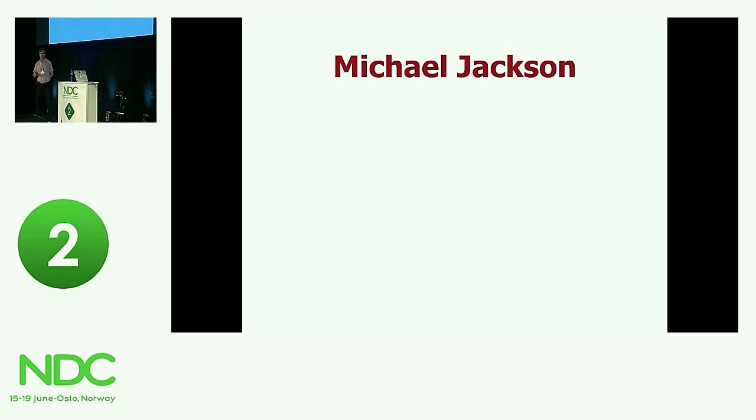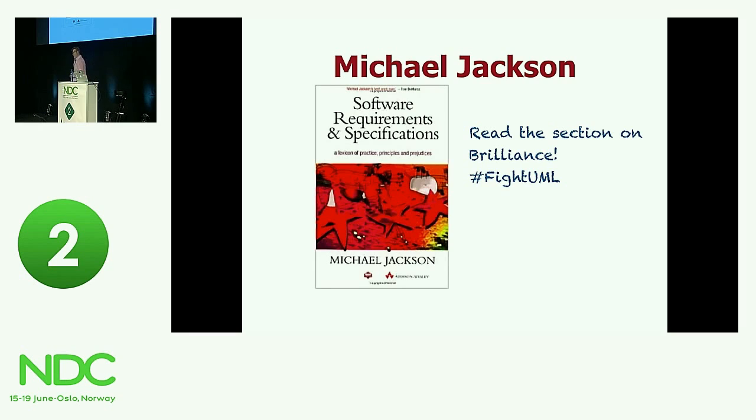And you'd be surprised here, but it's not that Michael Jackson, of course. It's the guy that did all sorts of things about structured programming. And he has one on software requirements and specifications. That's a book you should read. And then you should read the section on brilliance. And then you can tweet things about fight UML with that hashtag and do something there. And I'll just paraphrase the brilliance section on it there.